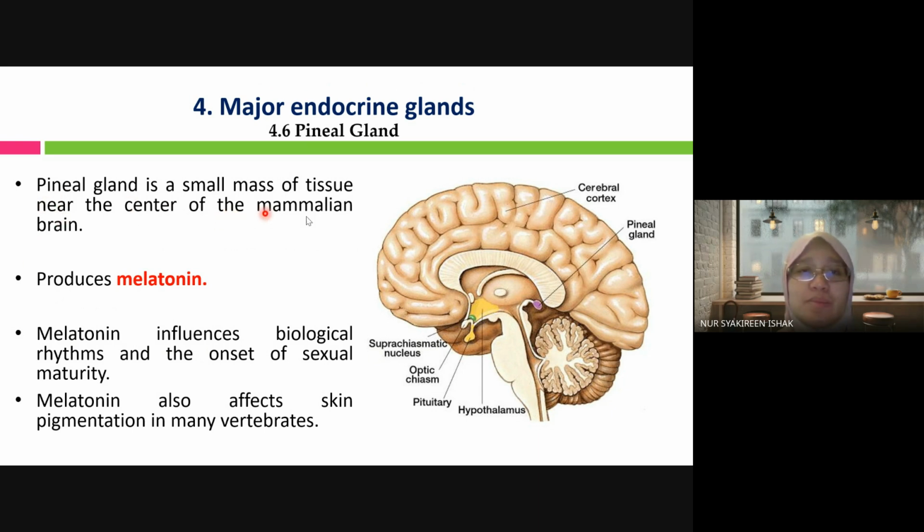So the pineal is a small mass of tissue near the center of the mammalian brain. So this is the pineal gland. The function is to produce melatonin, which is a hormone. The function of this hormone is to regulate or influence biological rhythm and the onset of sexual maturity. And also melatonin affects skin pigmentation in many vertebrates. It affects melanocytes. Melanocytes are the cells that produce your skin pigments.